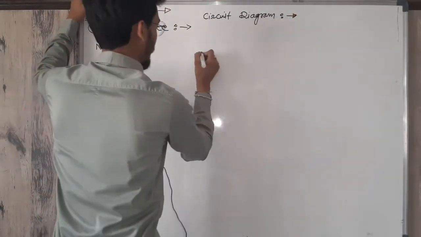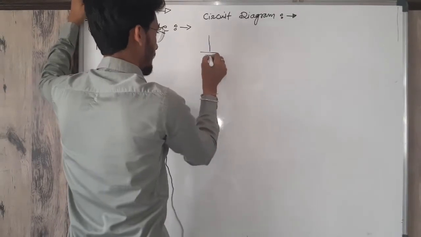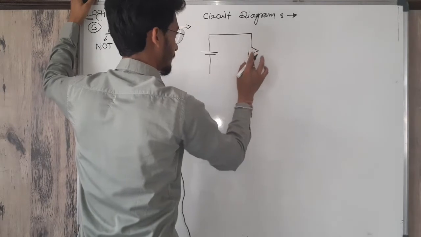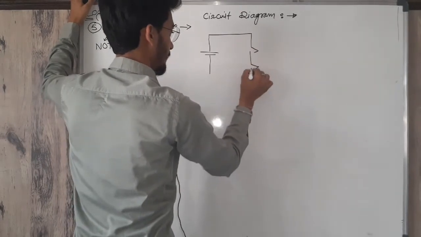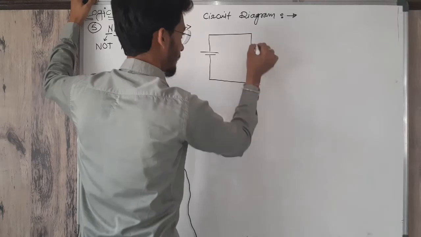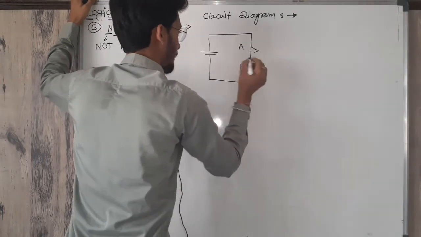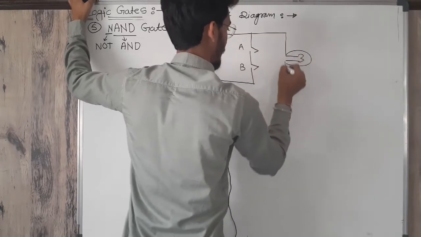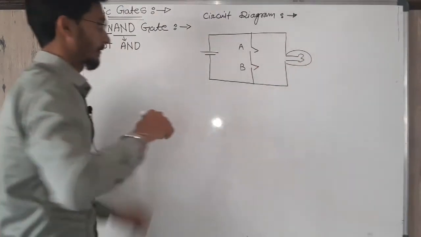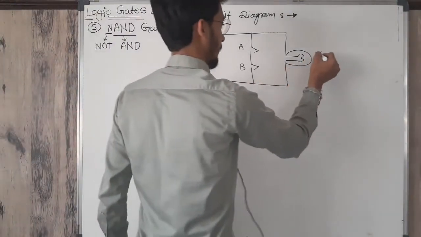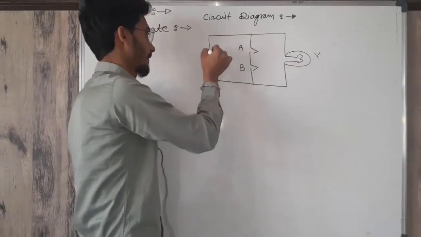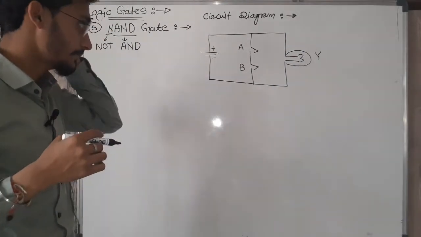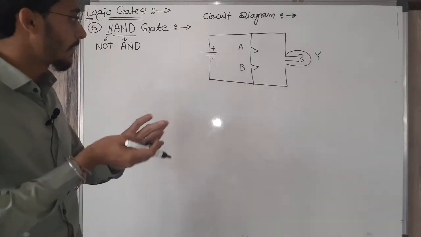Circuit diagram for the NAND gate. That is the battery, input A, input B, and the output bulb. Okay, that is an output. All right, so well, you know about that.